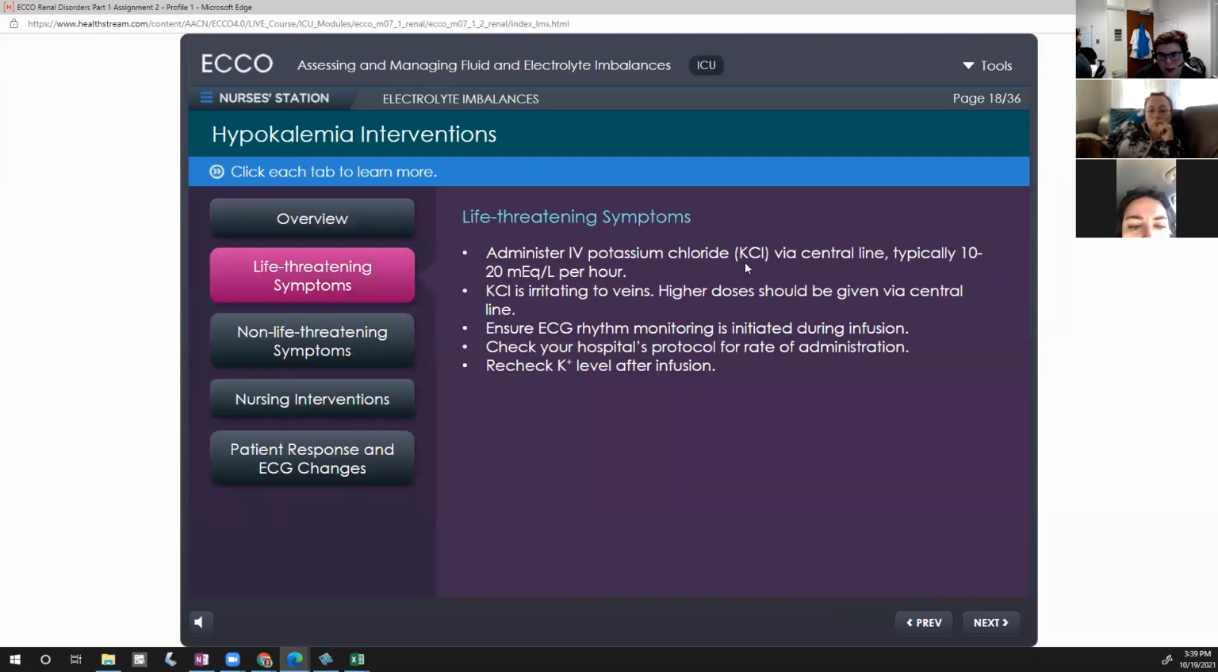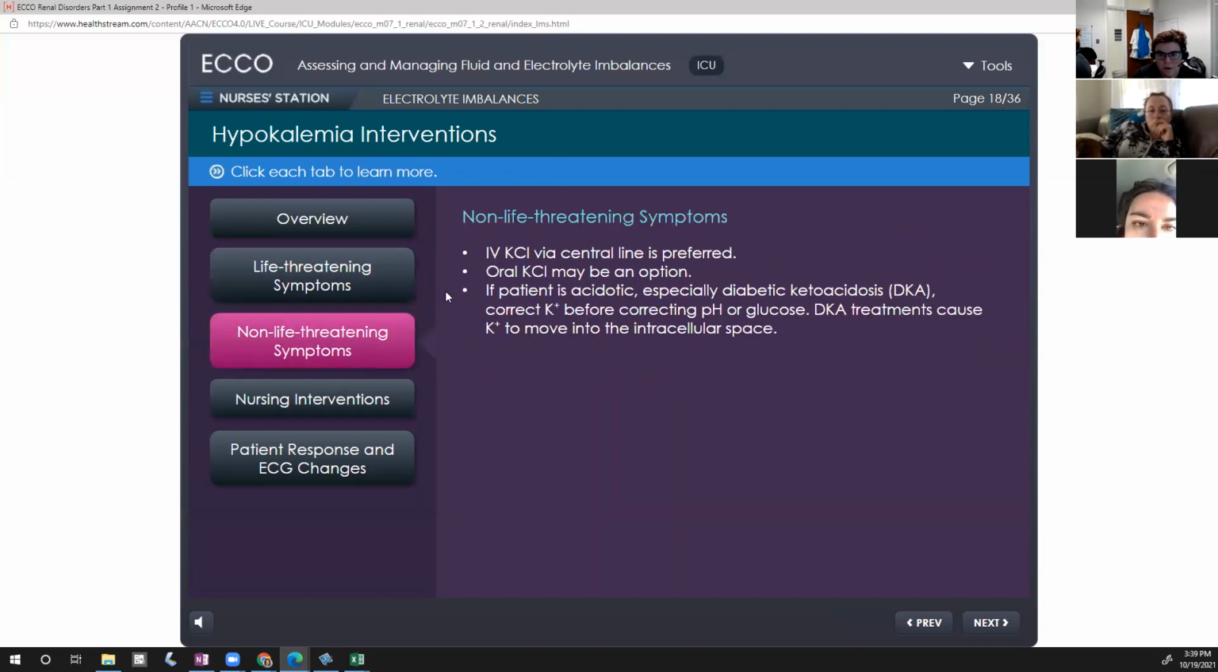So administering K, obviously, we're used to doing that. Checking an EKG, rechecking after infusion. So this should all be very familiar. This, I think, is helpful to remember.